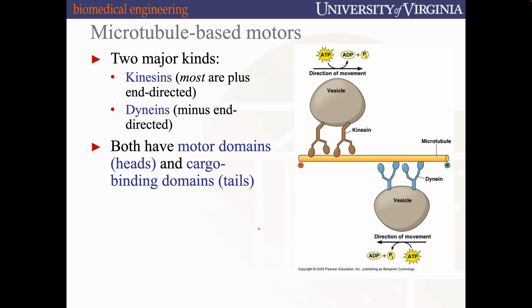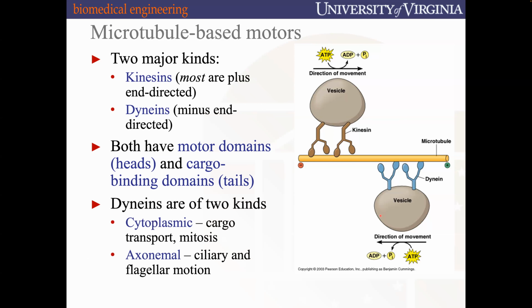Both of these have a motor domain and a cargo binding domain, and we can refer to this as the head and the tail. So the motor domain is this part that's attached to the microtubule, and it looks kind of like a head in the schematic. It's like a little oval, where the tail is what is binding the cargo in both of these. And the machinery for this is different, so we'll talk about that in more detail, but just general terminology to get the sides of these motors straight, you can refer to them as heads and tails.